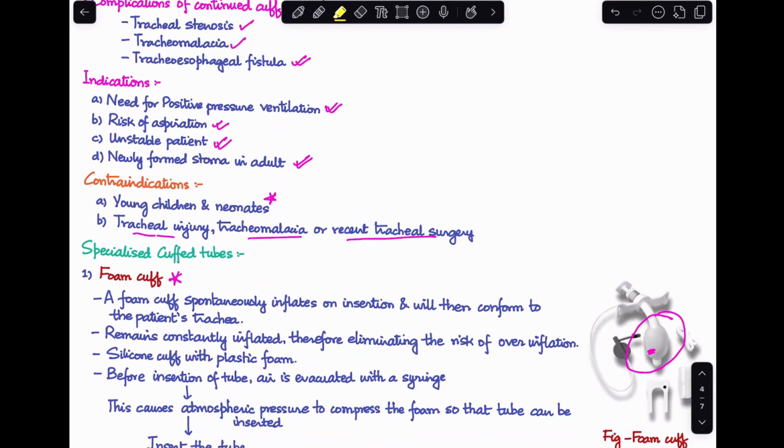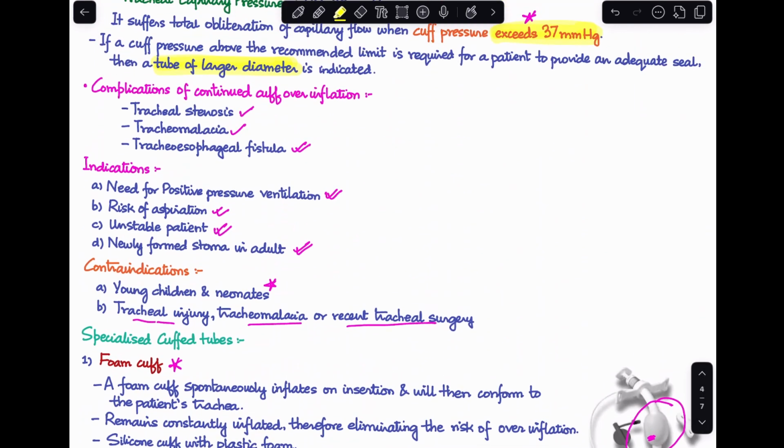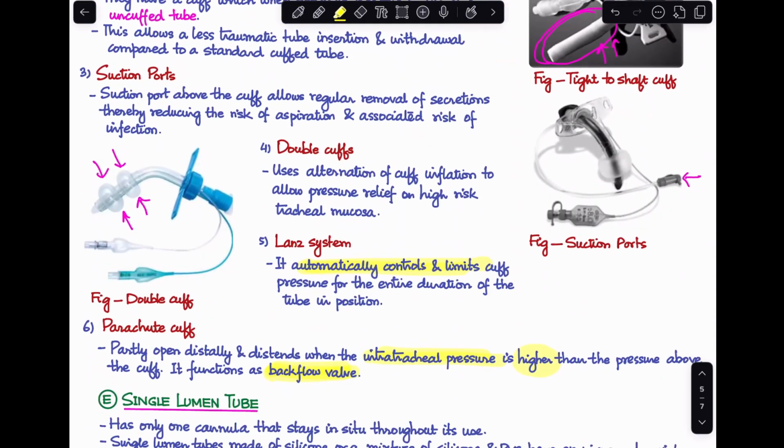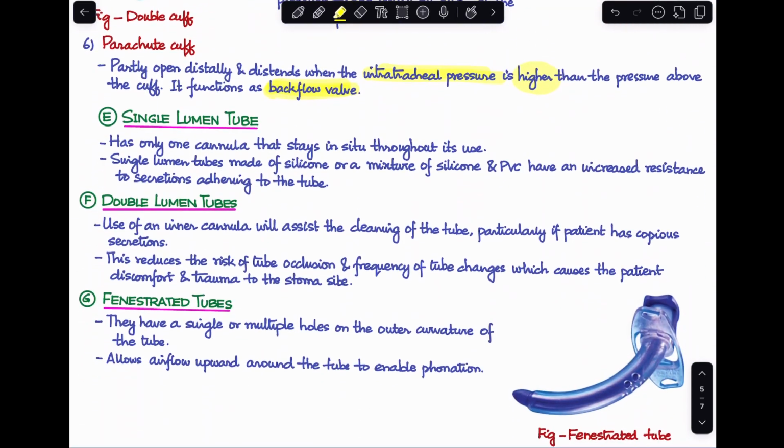What are the indications and the contraindications of using a cuffed tube, and what is the ideal cuff pressure that we should maintain in case of a cuffed tracheostomy tube. Moving on to the next type of tracheostomy tube, which is a single lumen and a double lumen tube.